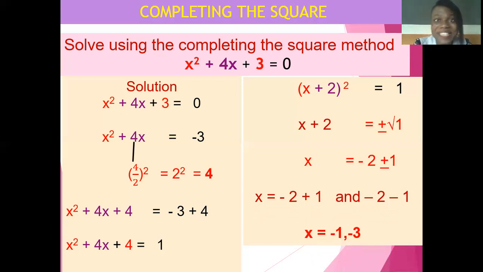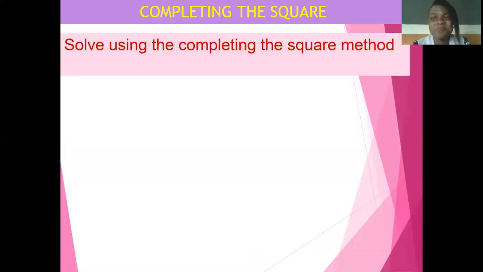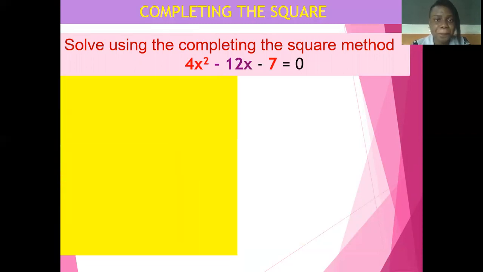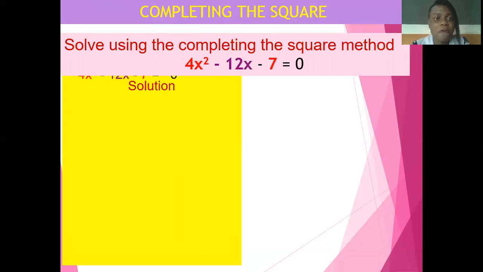Okay, so that's completing the square method. That's the first example. Let me give you another one. Now, this one is a little more complicated. So look at this. Now, our question is 4x squared minus 12x minus 7 equals 0. Okay, what was the first step? The first step is we should take minus 7 to the other side, right? And then that gives us 4x squared minus 12x equals 7, right?